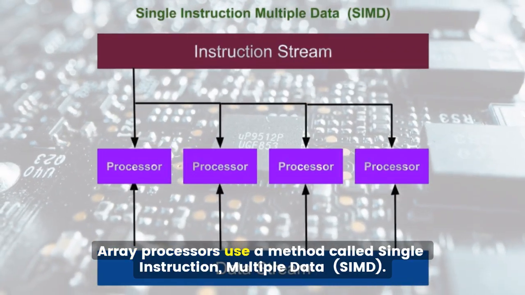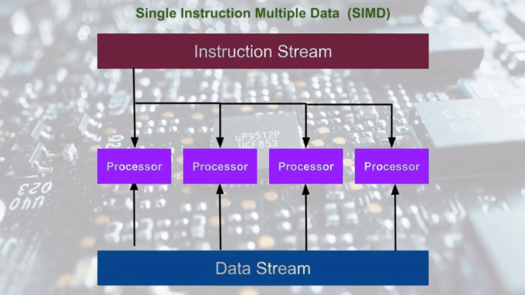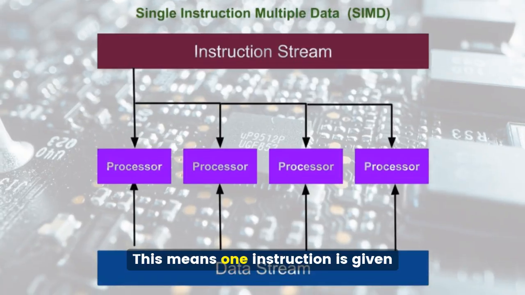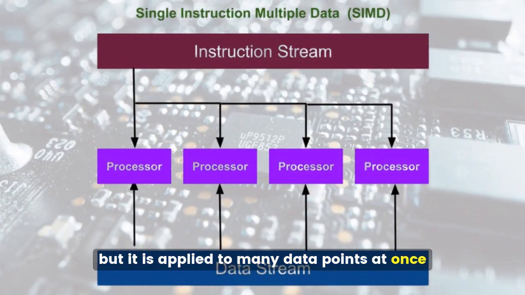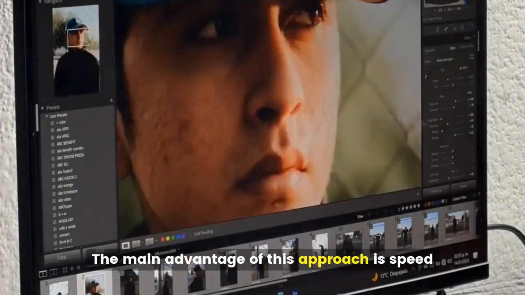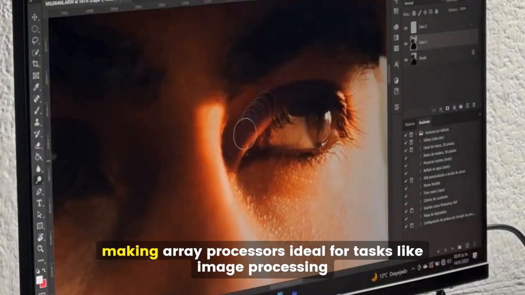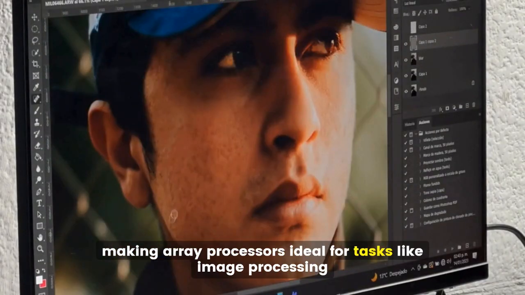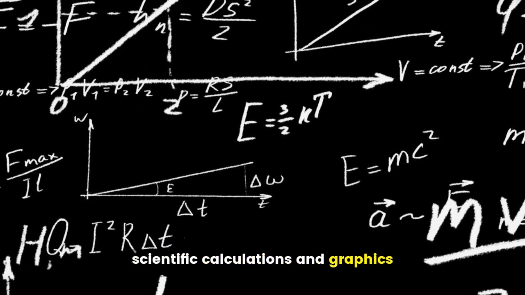Array processors use a method called single instruction, multiple data, SIMD. This means one instruction is given, but it is applied to many data points at once. The main advantage of this approach is speed, as many operations happen at the same time, making array processors ideal for tasks like image processing, scientific calculations, and graphics.